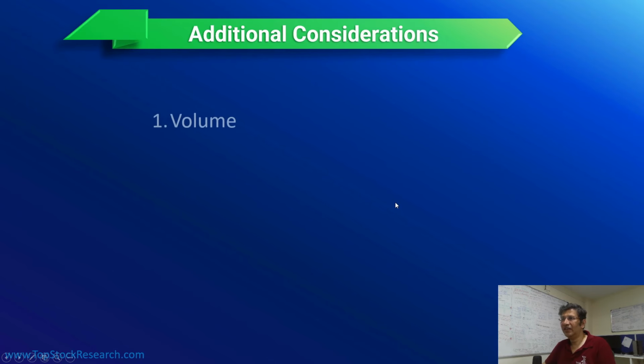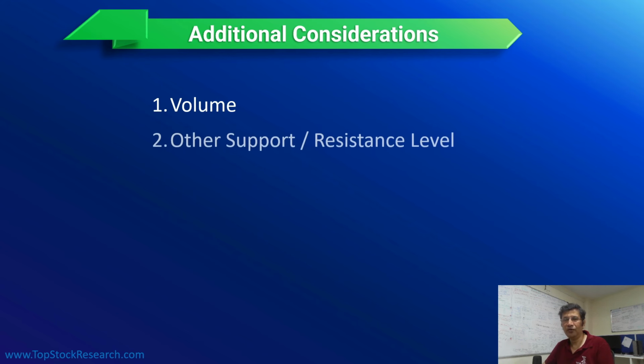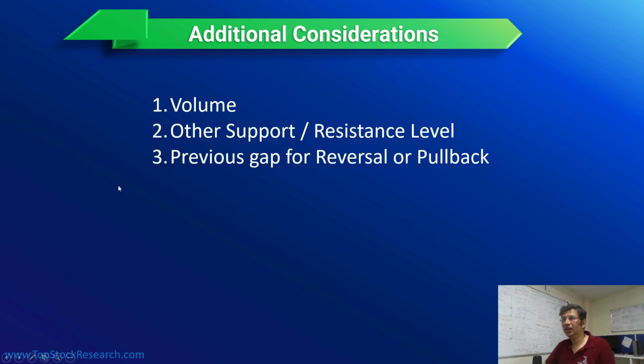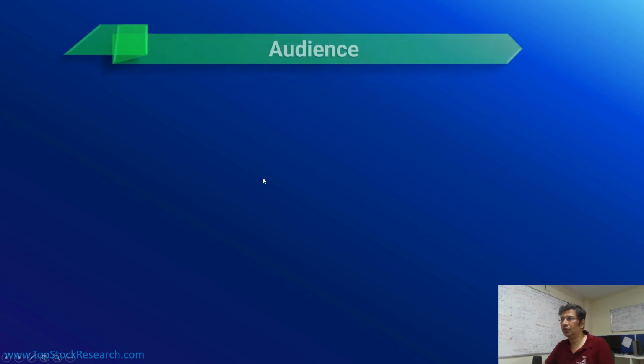So, additional considerations: apart from just open range breakout and breakdown, we have seen that volume plays a very important role. It helps you get conviction about how much market participation there is in that breakout and breakdown. Use previous support and resistance levels, that will also help you minimize your risk. Use previous gaps or reversals, pullbacks, and so on and so forth, right?